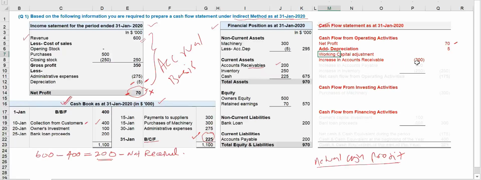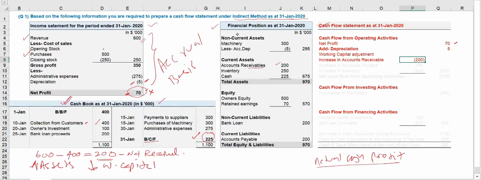So any increase in assets, and accounts receivable is an asset, will result in a reduction in working capital. So basically this is a norm. You should remember this: whenever there is an increase in an asset, accounts receivable or any other assets, you have to deduct it. Now, let's look at the next item in the income statement. So the next item is the purchases.